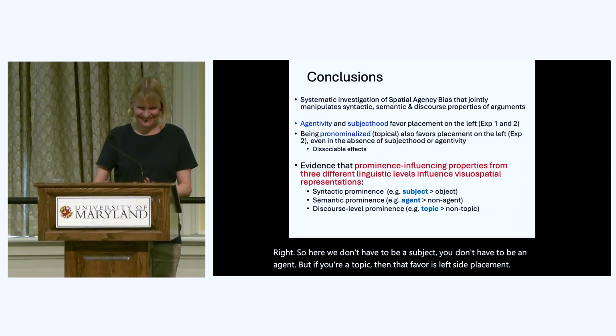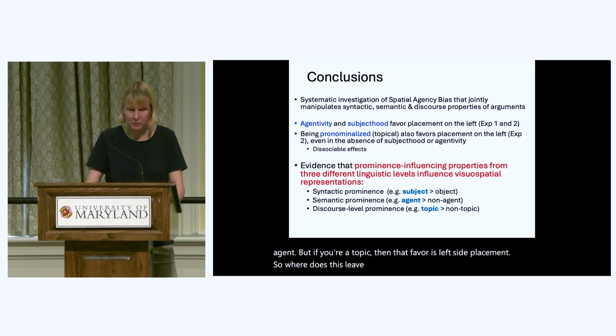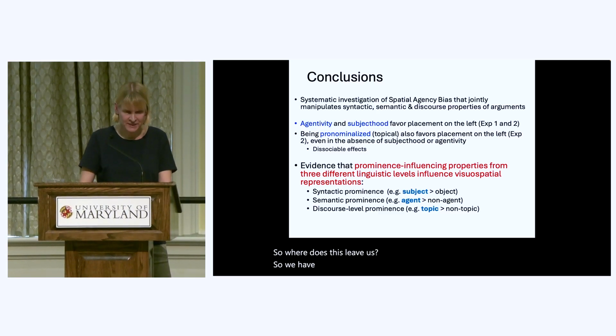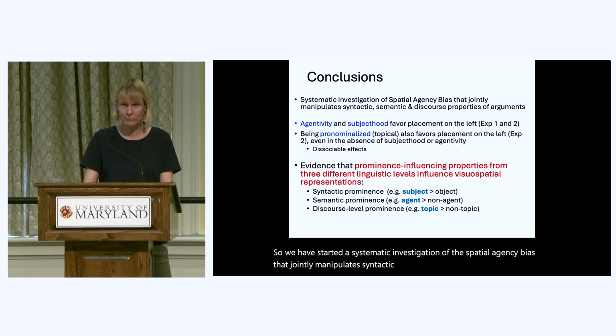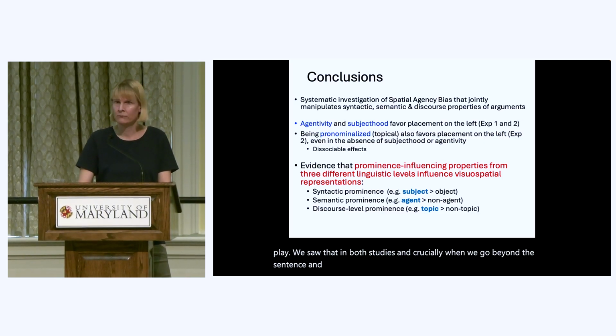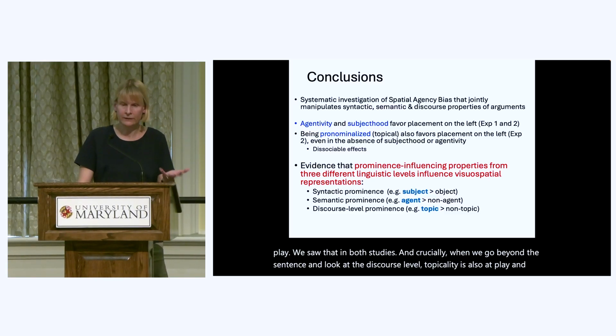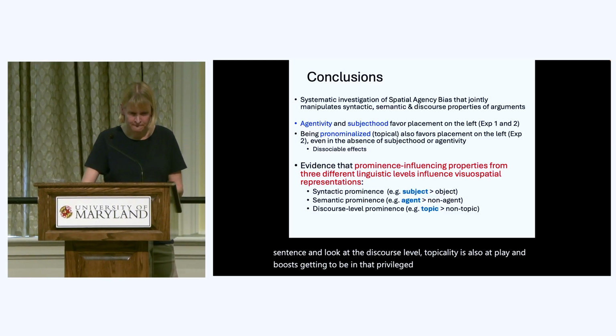So where does this leave us? We have started a systematic investigation of the spatial agency bias that jointly manipulates syntactic, semantic, and discourse properties. And what we've seen so far is, indeed, agentivity and subjecthood are both at play. We saw that in both studies. And crucially, when we go beyond the sentence and look at the discourse level, topicality is also at play and boosts getting to be in that privileged spatial position.